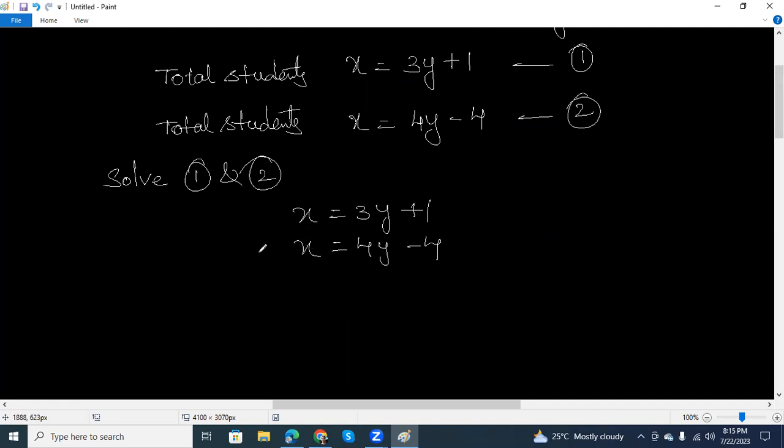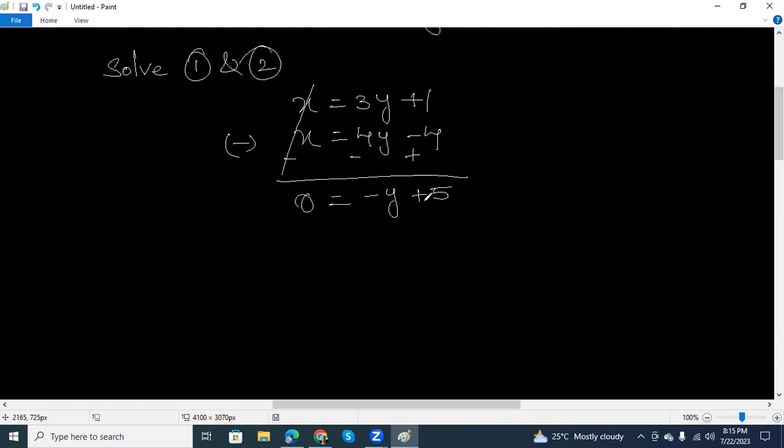If we add both the equations, this will become 2x. Instead of that, we'll subtract. So if we subtract, this plus will become minus, this plus will become minus, this minus sign will become plus. x minus x gets cancelled, 0 here. 3 minus 4 gives minus 1y, simply minus y. And plus 1 plus 4 gives plus 5. So now bring this constant to the other side. Plus 5 will become minus 5. So minus y is equal to minus 5. Minus minus gets cancelled. y is equal to 5. y means the number of benches here. So we got 5 benches.